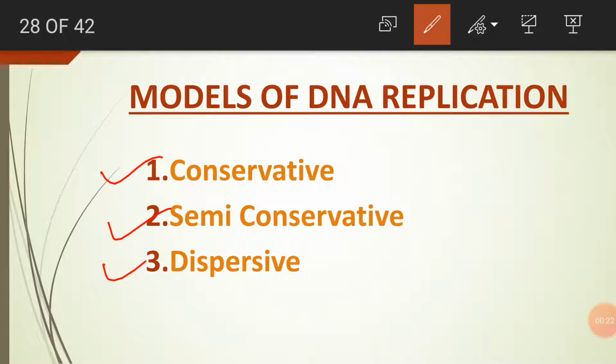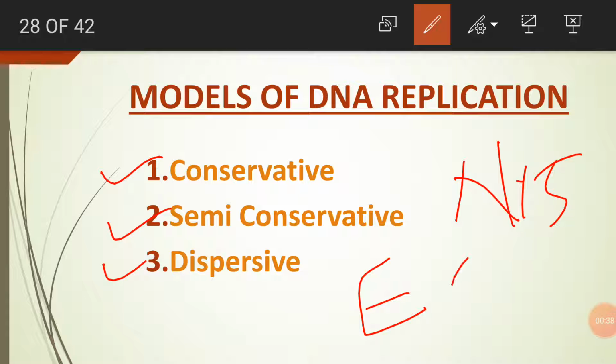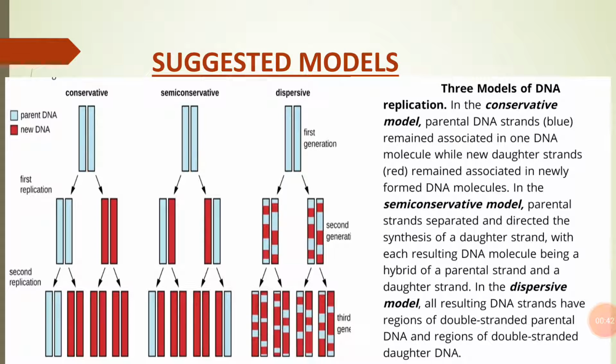The modes of replication were proposed before the semi-conservative mode was proven by the experiment of Meselson and Stahl in 1958, using the heavy isotope of nitrogen, N15, and E. coli. Here we can see the suggested models.